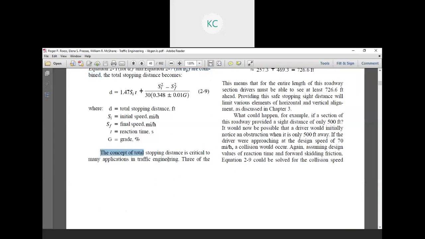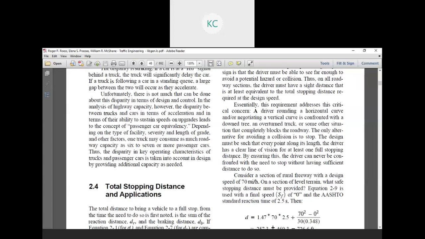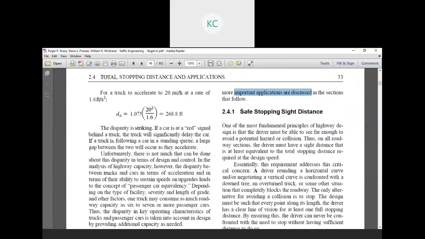The concept of the total stopping distance is critical to many applications in traffic engineering. Three of the more important applications are discussed. The first is the safe stopping sight distance. One of the most fundamental principles of highway design is that the driver must be able to see far enough to avoid a potential hazard or collision. Thus, on a roadway section, the driver must have a sight distance at least equivalent to the total stopping distance required at the design speed. So safe stopping sight distance depends on the design vehicle as well as the design speed.